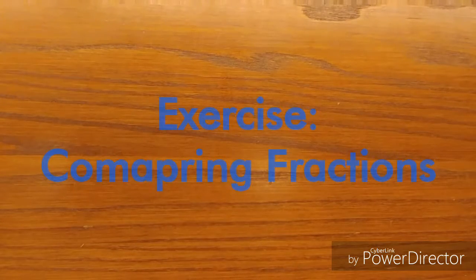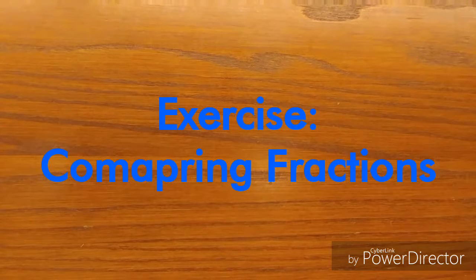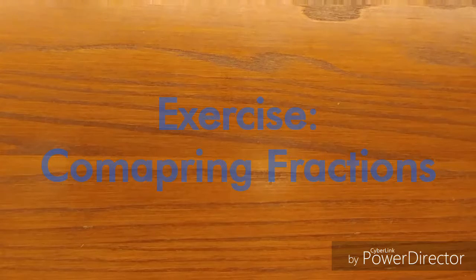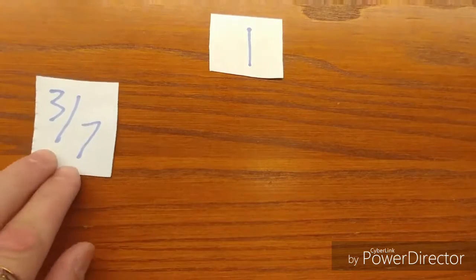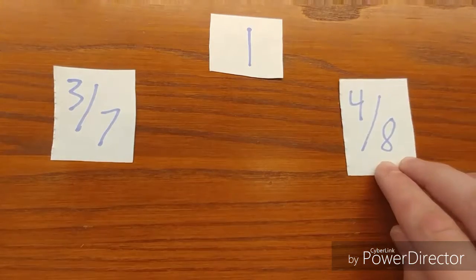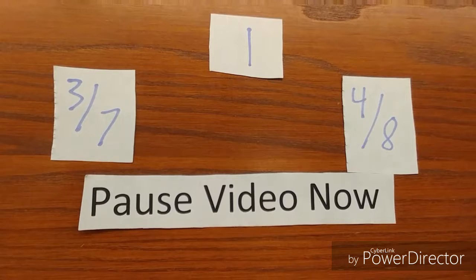Now that we have all of our tools, let's see if we can find out the relations between different fractions using fraction strips and comparison symbols. Problem number 1. 3/7 and 4/8. Take some time now to use your fraction strips to find the accurate comparison symbol.